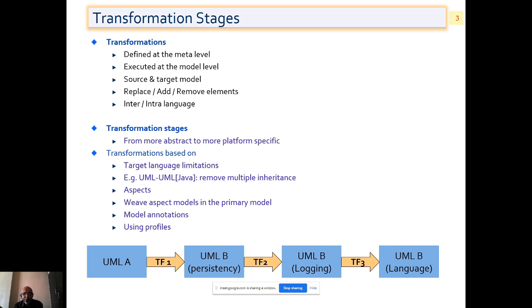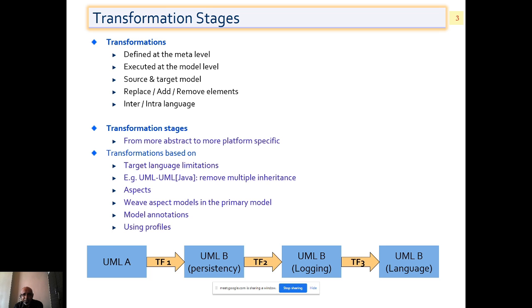Again, to remind you, there are two types of models. One is the source model, another one is the target model. And the definition of the transformation is done at the meta level. Execution is done at the model level. Transformations are based on what? Target language limitations. So, target language could be Java and so on. What you have to do? You have to interweave the aspect models because multiple aspects are being represented by the models, right? This we have seen in our previous presentation.